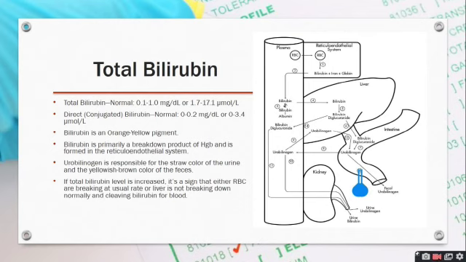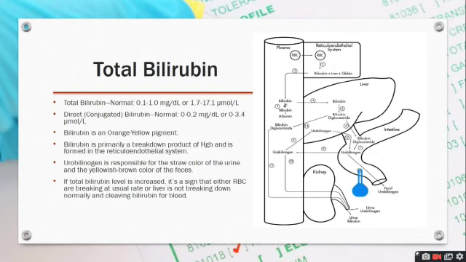So we can find whether the bilirubin level is normal or high. Urobilinogen is responsible for the color in the urine and feces. In urine, it is straw color, and in feces it is yellowish brown. If the total bilirubin level is increased, it's a sign that either RBCs are breaking down at an unusual rate or the liver is not breaking down normally and clearing bilirubin from the blood. This means that if RBC breakdown is increased and the liver is unable to handle it, or if RBC is normal but the liver is not functioning properly, in both cases the bilirubin level will elevate.